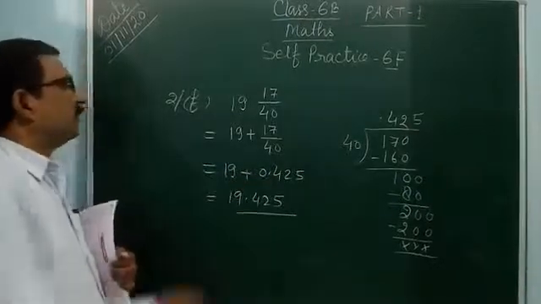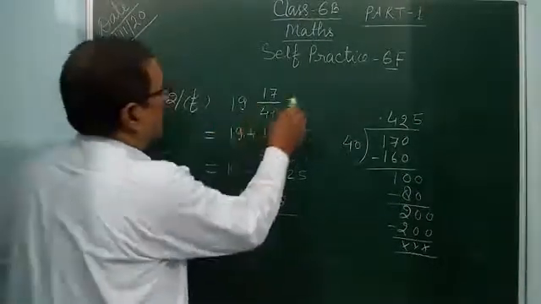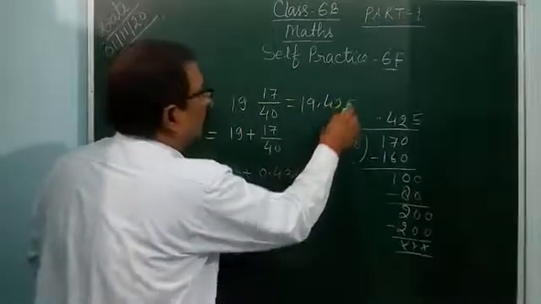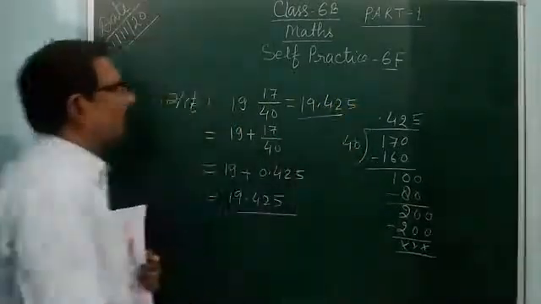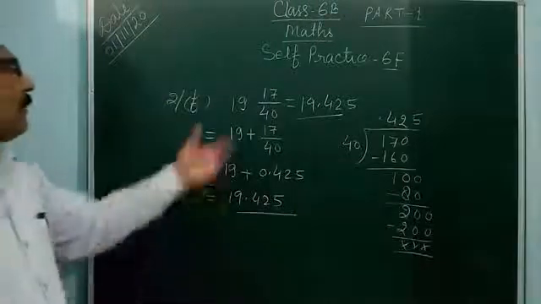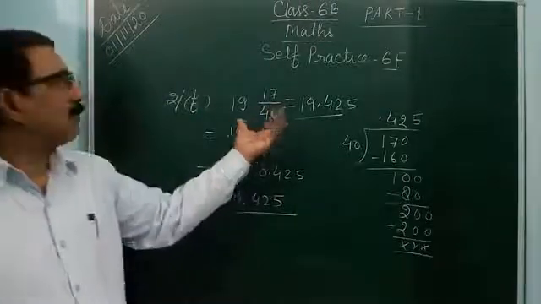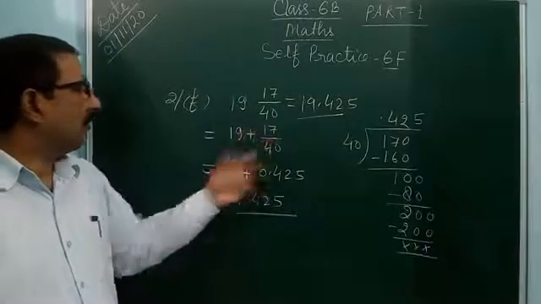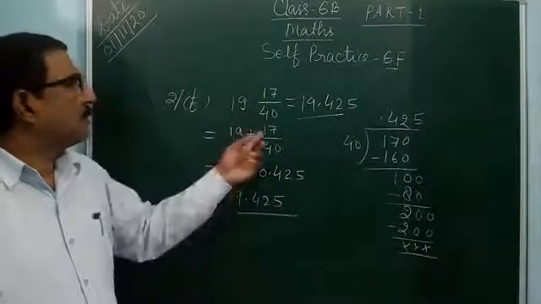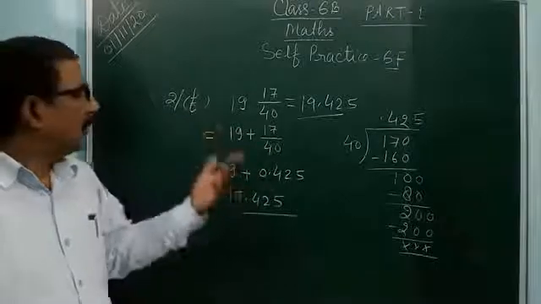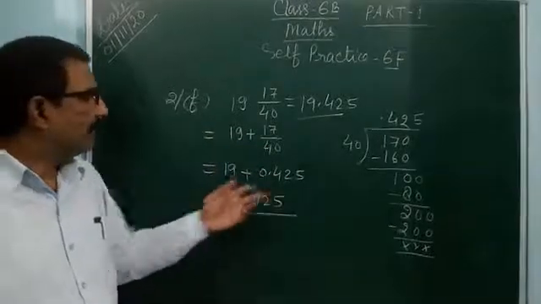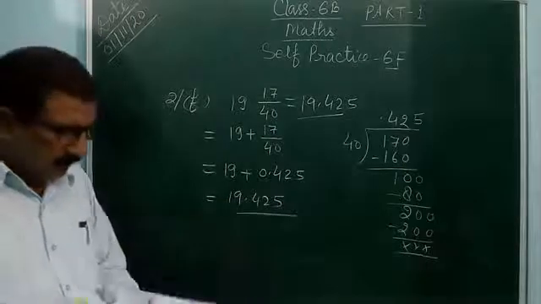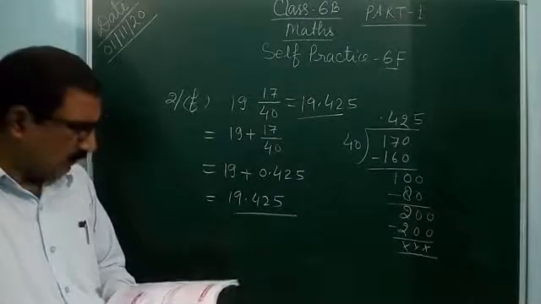So in this way, if you are changing 19 and 17 by 40, you can write 19.425. This is the answer. This type of question comes as a mixed fraction, so you separate it as 19 plus 17 by 40. After that, you change 17 by 40 into decimal, and after completing this, you do the addition and get the decimal. So you do all the questions.